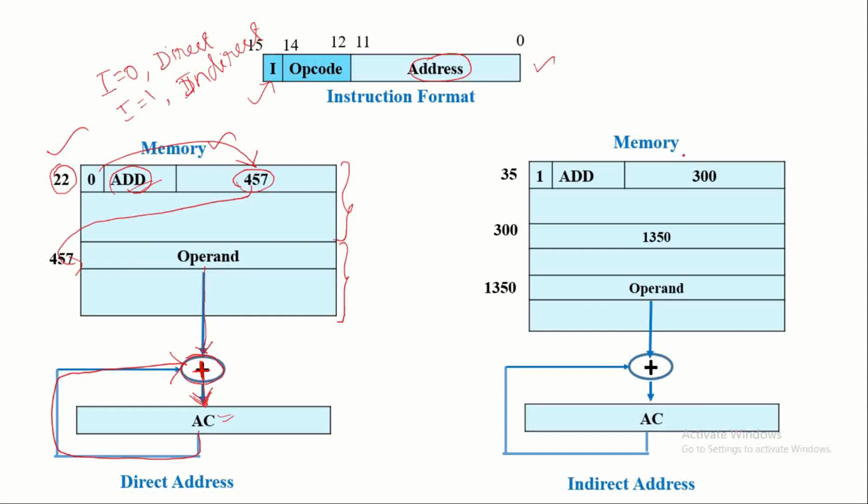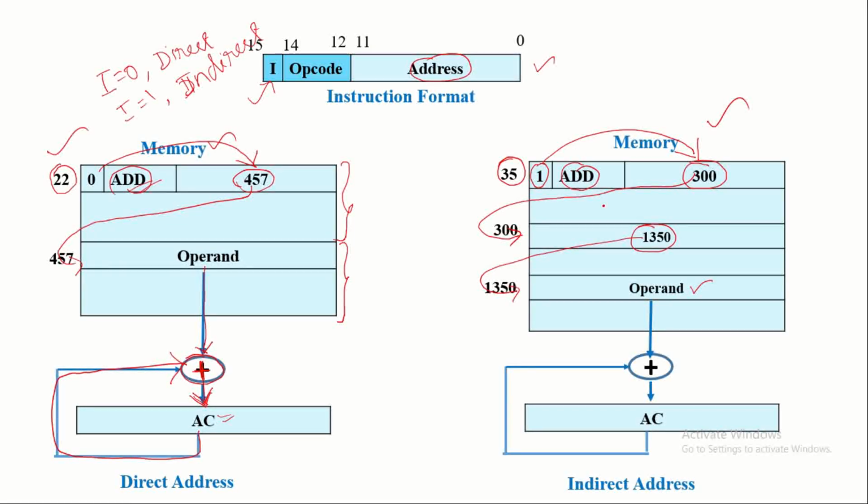Suppose the address field of the instruction contains the indirect address, how is the operand found? Let us now discuss. In the 35th memory location, the instruction contains 1 in the mode bit field, ADD in the opcode, and 300 in the address part of the instruction code. Since 1 is stored in the I bit field, it indicates that an indirect address is stored in the address part of the instruction. So to find the address of the operand, the control unit goes to this address, and it can find the effective address of the operand from this location. When it goes to that memory location, it can find the operand.